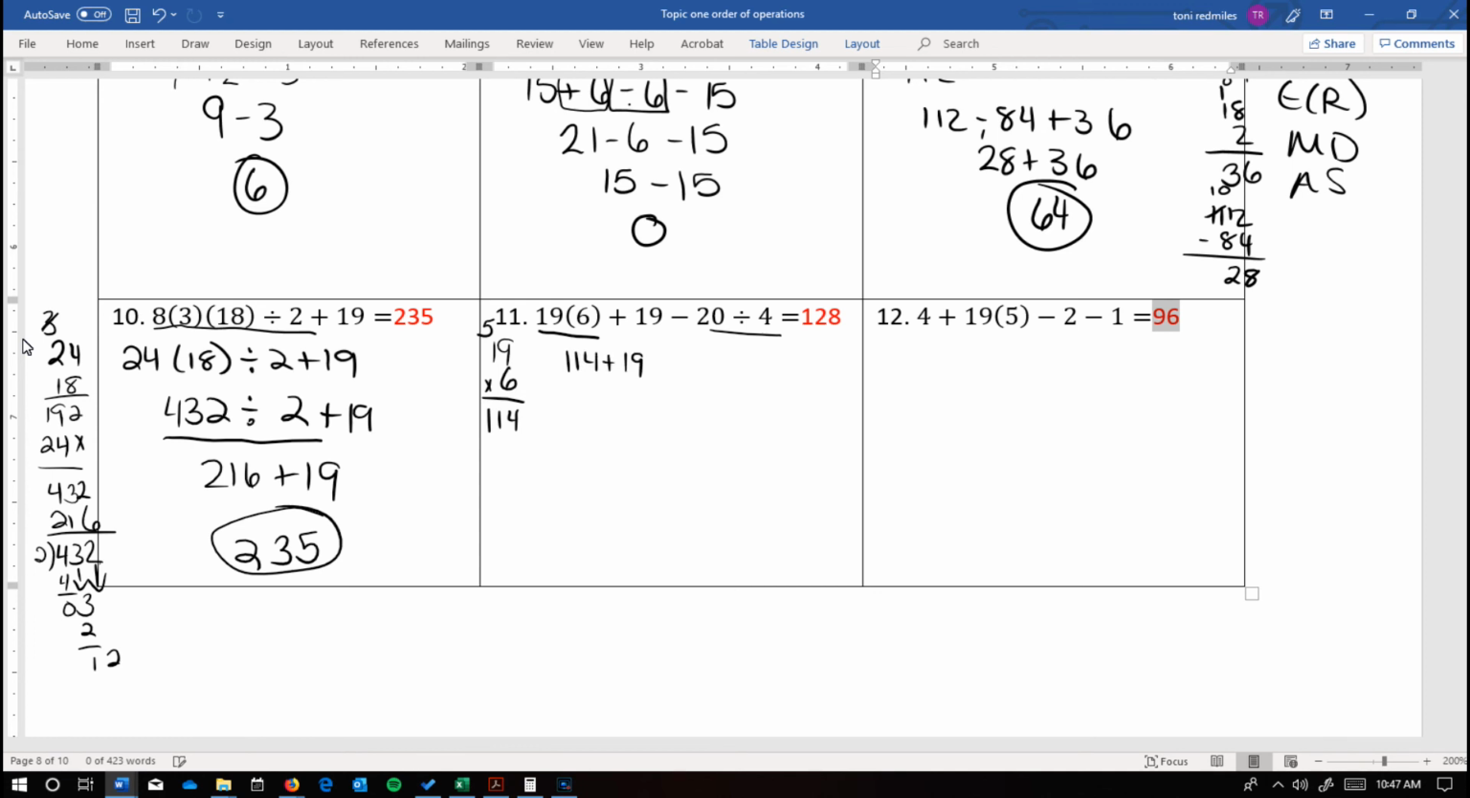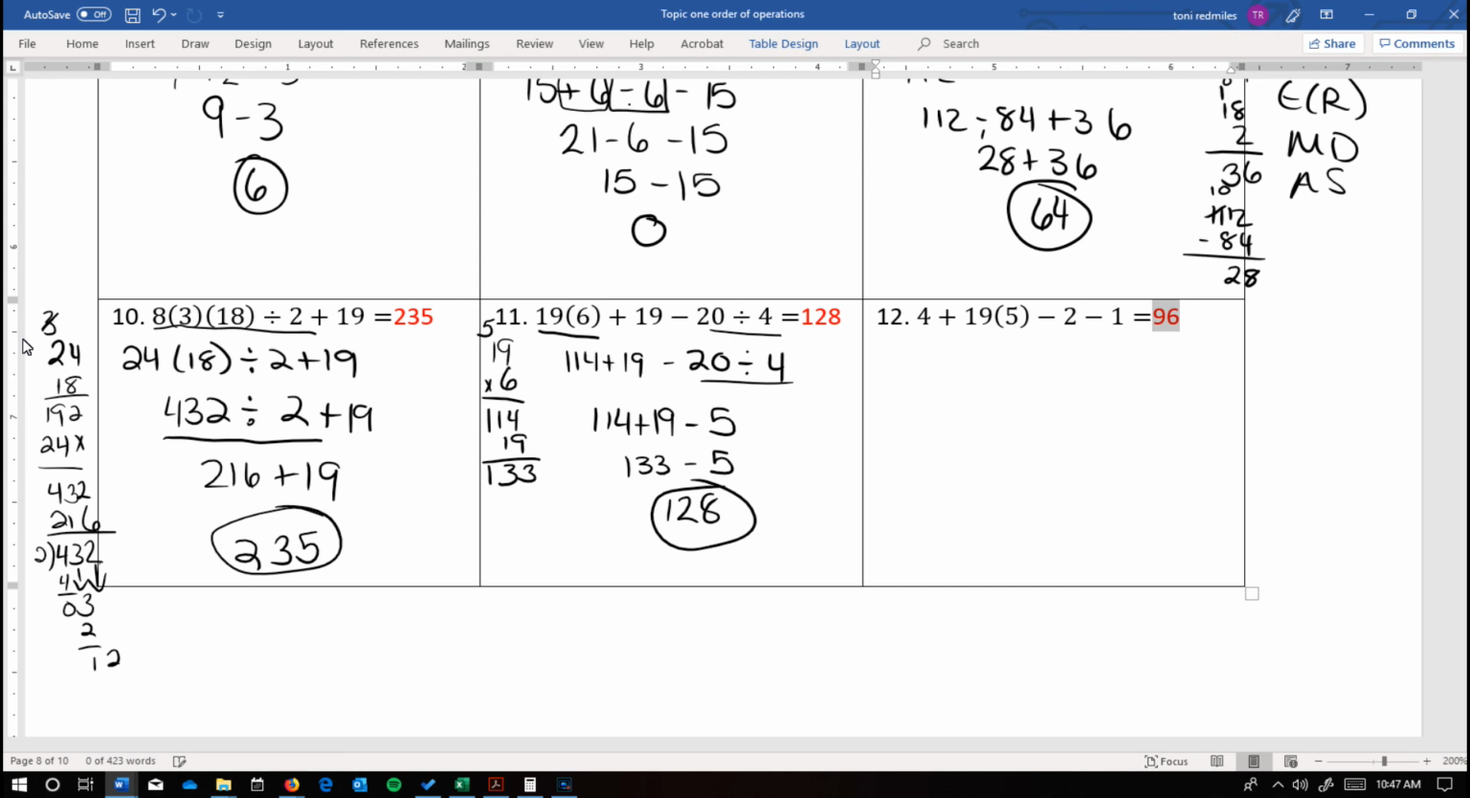I'm going to drop everything else down. Right, now I got to do this division, this 20 divided by 4. And I'm going to get 5. Okay, now I can add and subtract left to right. So 114 plus 19 is going to give me 133 minus 5 is going to give me 128.